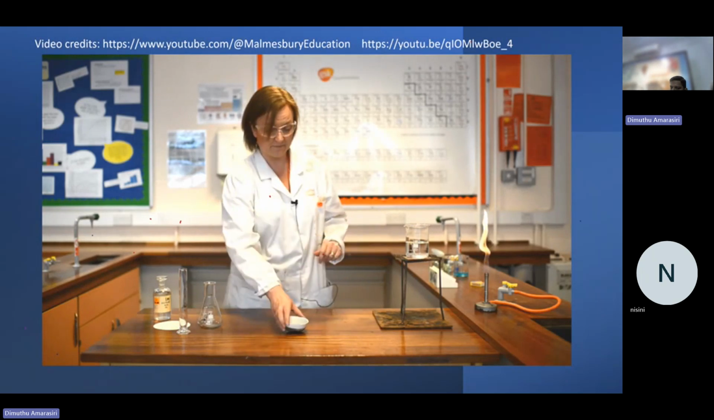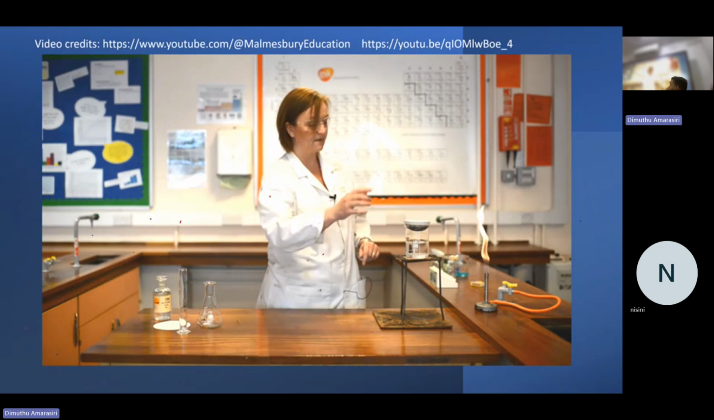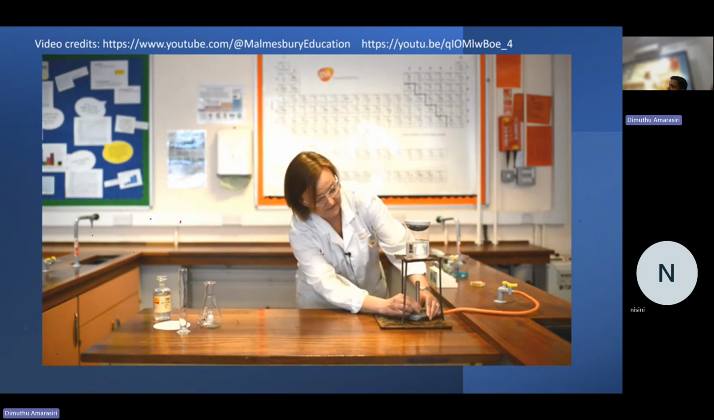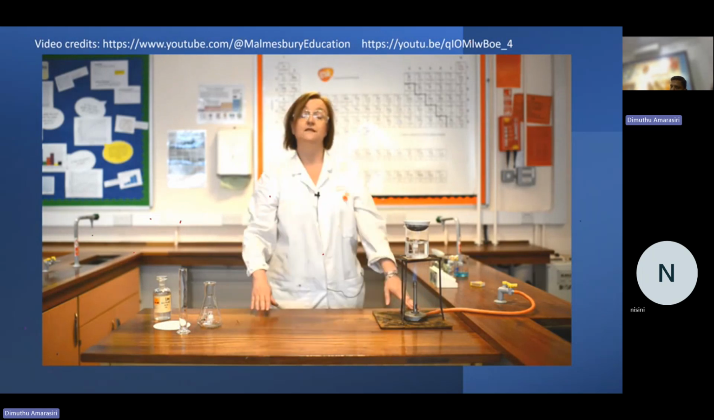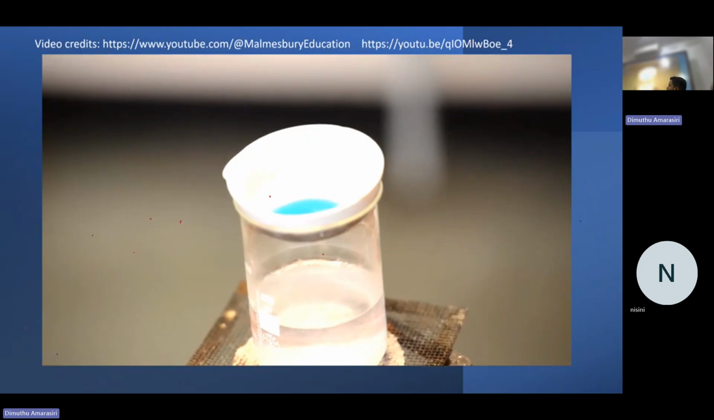So I place my evaporating basin on here, and then my Bunsen burner goes underneath, and this is just a slightly gentler way of heating it. And as the water boils, the steam will heat the bottom of the evaporating basin, and the water from the crystals will evaporate.